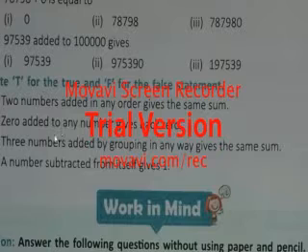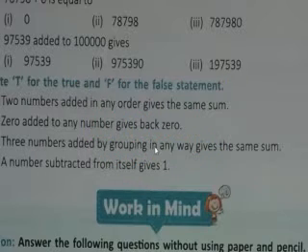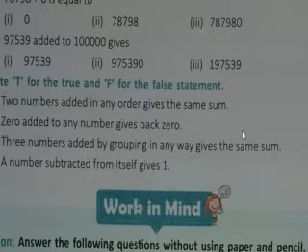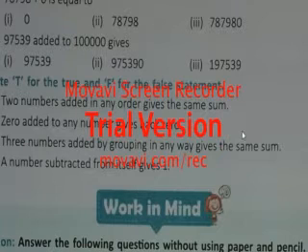So this is false. Three numbers added by grouping in any way give the same sum. That means when we add 3 numbers by grouping in any way, it will give the same sum. There is no doubt. Like adding 2 plus 3 first and then adding 5, 2 plus 3 is 5 and 5 plus 5 is 10. And if we add 3 plus 5 first, it becomes 8, and then again we add 2, it becomes 10 only. So I hope you all are understanding it. And even while explaining the text, I had explained it that time.